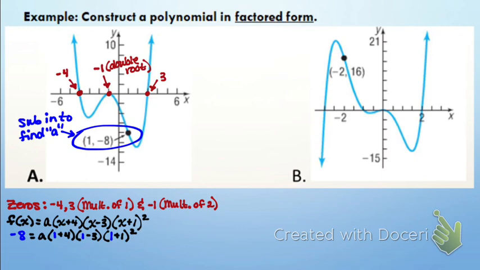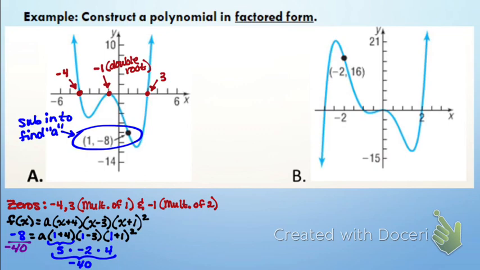1 plus 4 is going to give me what? 5 times 1 minus 3, -2. 1 plus 1, 2, squared, 4. What do I get when I multiply all of these together then? -40. So that's what I'm going to need to divide this by to find a.